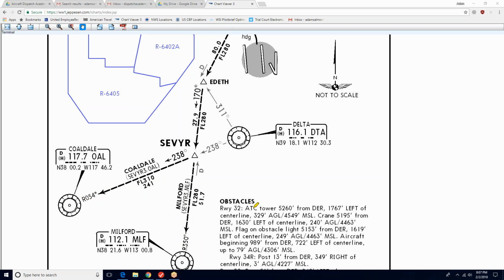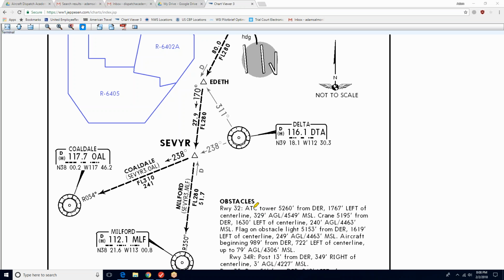So does that kind of make sense? If ATC were to give them no instruction at all, other than just say, you're cleared to take off, runway 34 right, climb via the Severe 3 departure, they'll usually say the two options for this SID are going to be the Coaldale or the Milford transition.